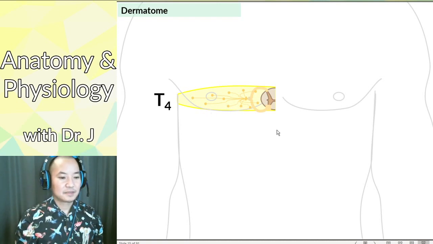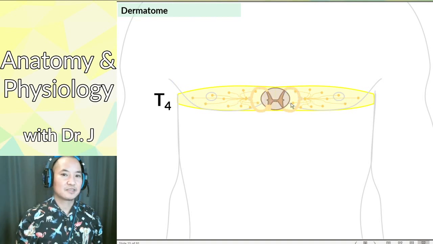Now, remember that spinal nerves come in pairs. So this is the right half, and now we're going to have the left half. This is still the T4. It's going to the same thoracic 4 spinal nerve region, now just on the left side. So anything that touches this region is going to feed into this root right here and carry sensations to the spinal cord.